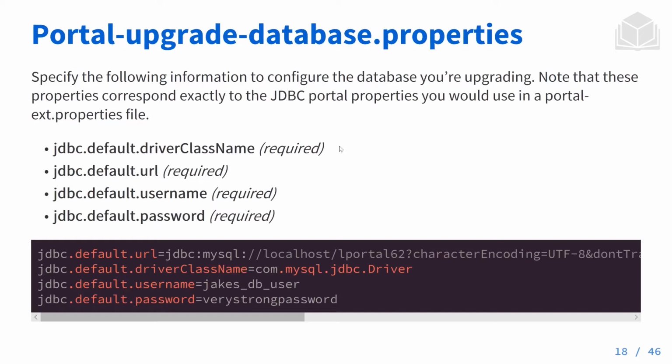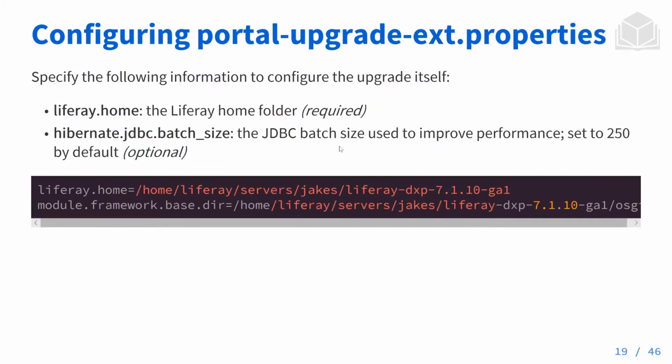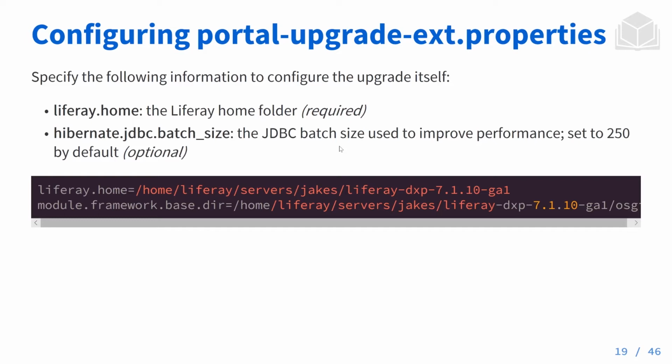This one should look really familiar if you've configured or used portal-ext.properties to point to your database. It's more or less the same thing. So just point to the database that you want to upgrade, provide all the necessary information to connect to that database. And then finally, the last property file that we need to specify is portal-upgrade-ext. This is just specifying any additional properties that you want to include as you go from your 6.2 to 7.0 or 7.1, depending on where you're going. The one property that is required here is where Liferay home is.